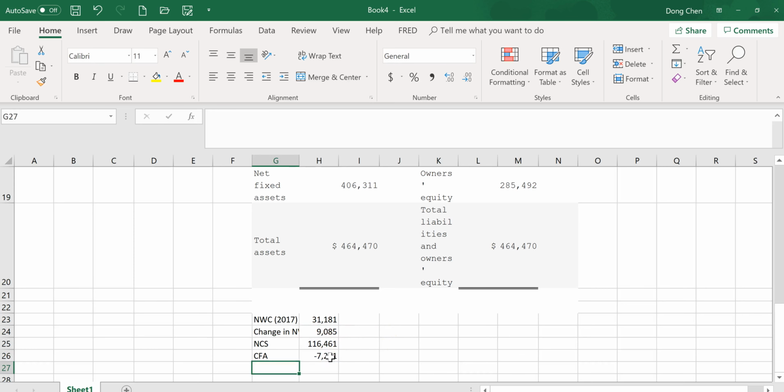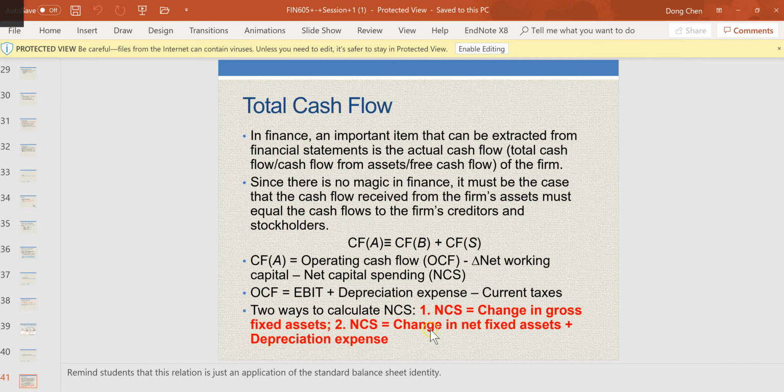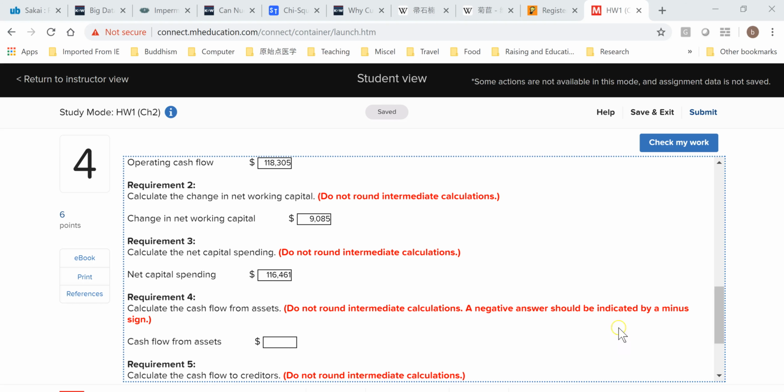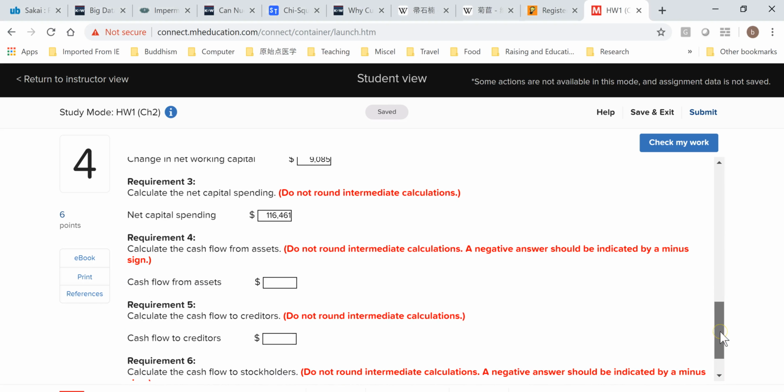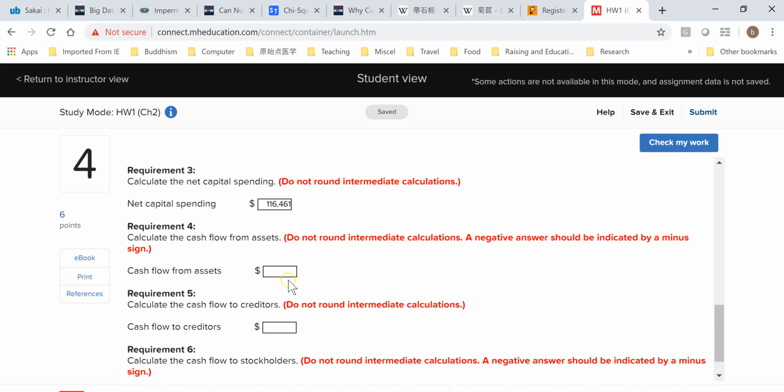So it turns out to be a negative number. Negative here means that the firm on average, in aggregate, doesn't pay out cash flow to its investors. It's collecting money from the investors. That's what this negative here means.